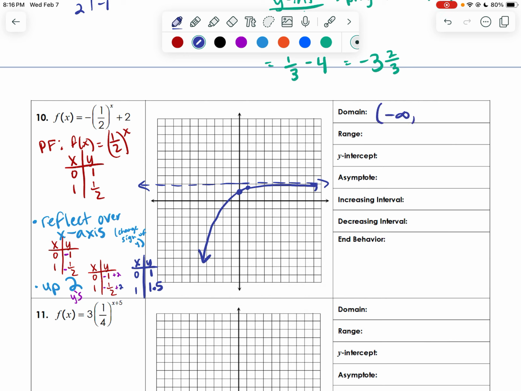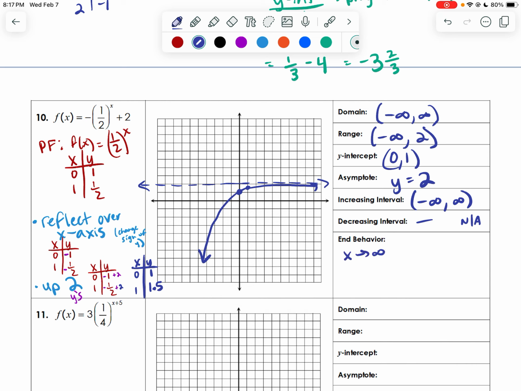So the domain of this is all real numbers. Now the range on this one, it's coming from the bottom, so it's negative infinity and going up to 2, never touching 2. We do have a nice y-intercept on this one. It's just the 0, 1. Asymptote is at y equals 2. Now this one is increasing, right, from left to right. I'm looking at the x values. So it is increasing on the whole length of the graph. It's never decreasing.